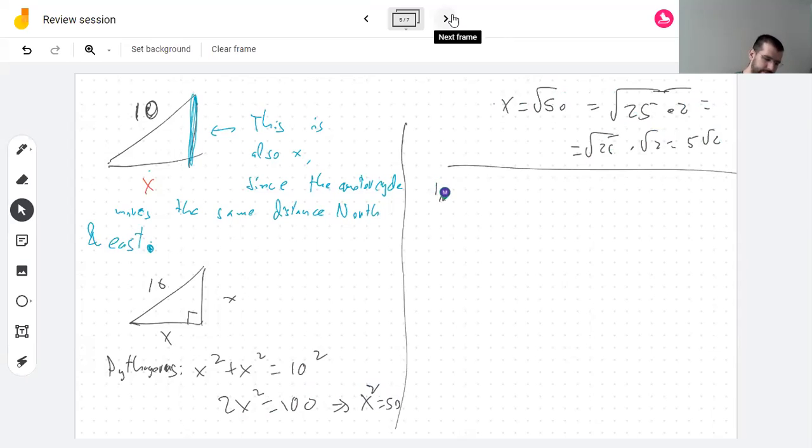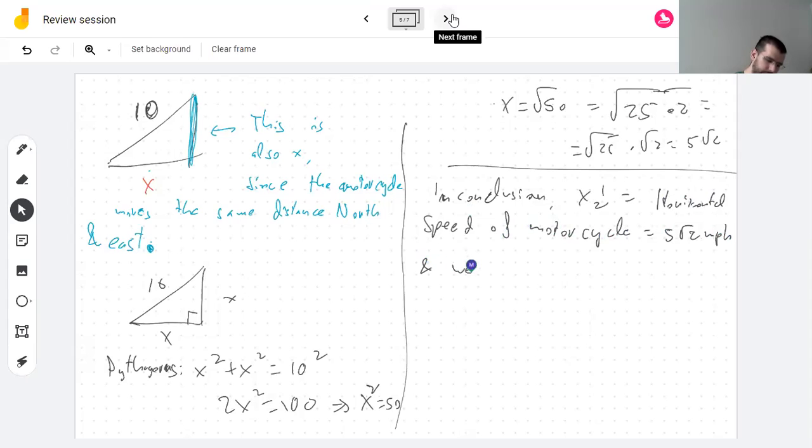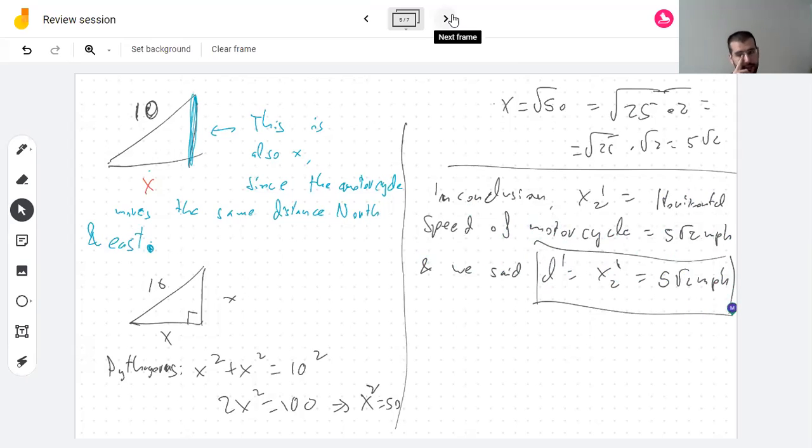So, in conclusion, the horizontal speed of the motorcycle is 5√2 miles per hour, and we said that d prime, which is what we wanted, was x2 prime. So that's the answer. The answer seems to be 5√2. Any questions?